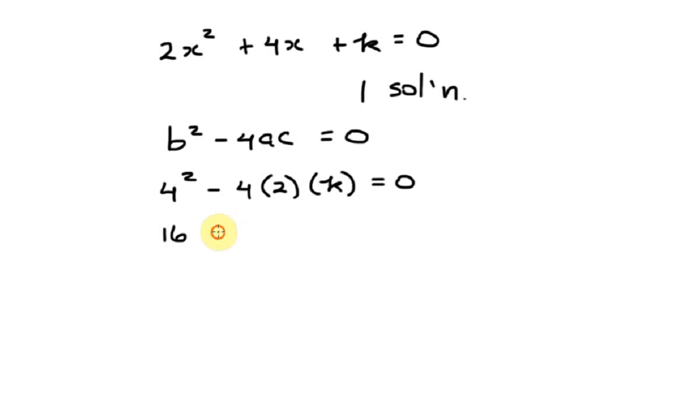That's 16 minus 8k, and we want that to equal 0. I think I'm going to just add the 8k to the other side so that it turns it positive. And then I'm going to divide by 8, so it looks like k would have to have a value of 2. And that's our one and only solution, because this time it's not an inequality, it's an actual equation. We want this thing to equal 0, so we have one and only number that does that.